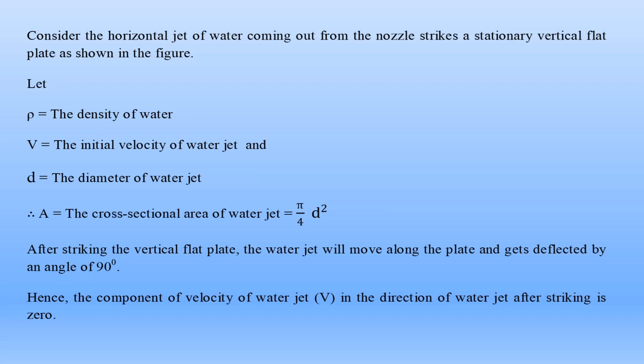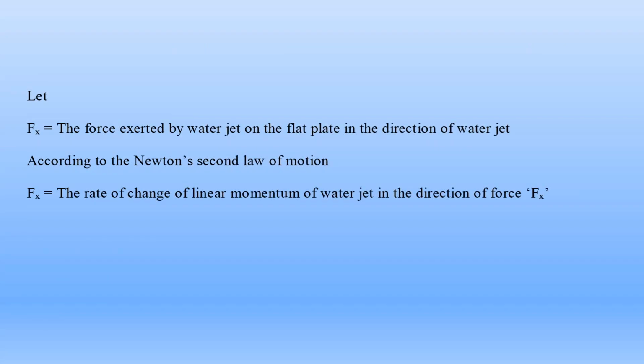So after the impact, the water jet is moving on the surface of the metal plate in the vertically upward direction with the same velocity v. So here the final velocity v is in the vertical direction. At the time of impact, let the water jet apply the force Fx on the metal plate. Fx is the force exerted by the water jet on the metal plate along the x-axis, that is horizontal.